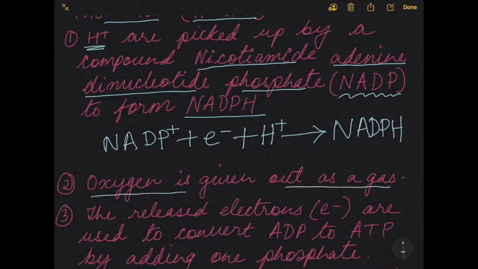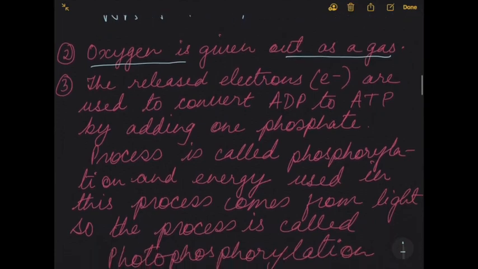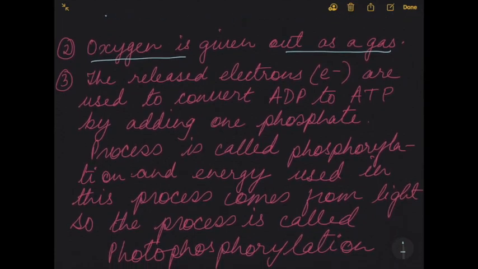Now next, oxygen is also formed in photolysis. So you know oxygen is given out as a gas. Now the released electrons, remember electrons are also released in photolysis, are used to convert ADP to ATP. Now whenever energy is used in the plant for certain functions, ATP turns into ADP, and this ADP is stored in the plant body. So the electrons that are released during photolysis convert ADP into ATP by adding one phosphate.